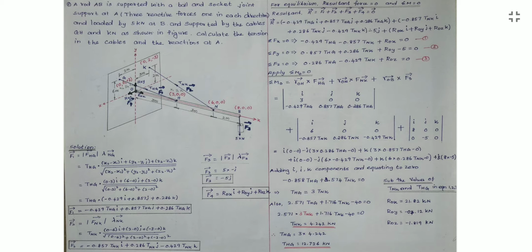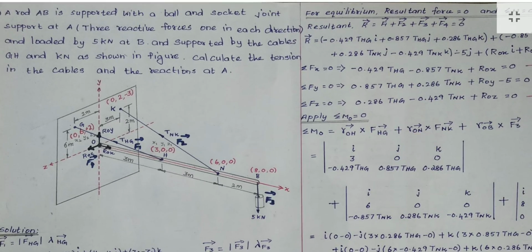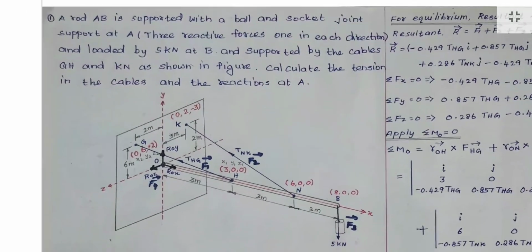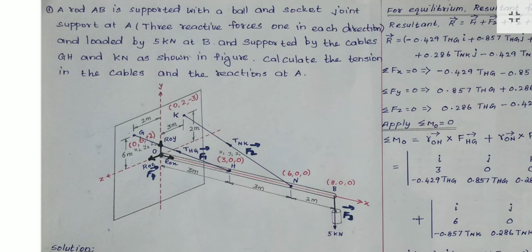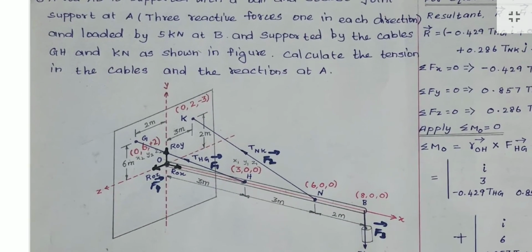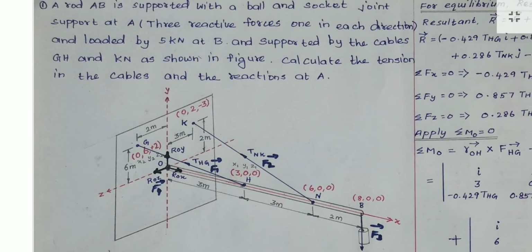Let us read the problem one by one, and let us solve it. Very simple, just understand. See this image. Here rod AB is supported with a ball and socket joint at A, or O, I take it as point O, at the center point.